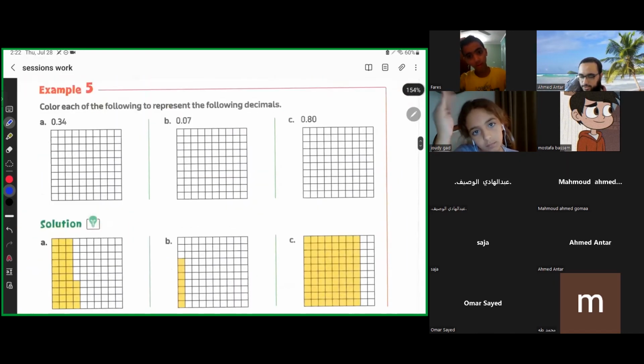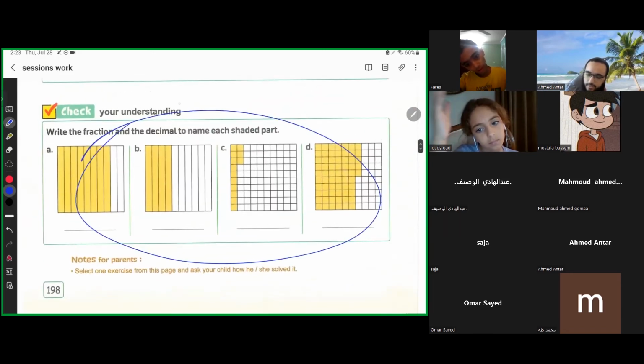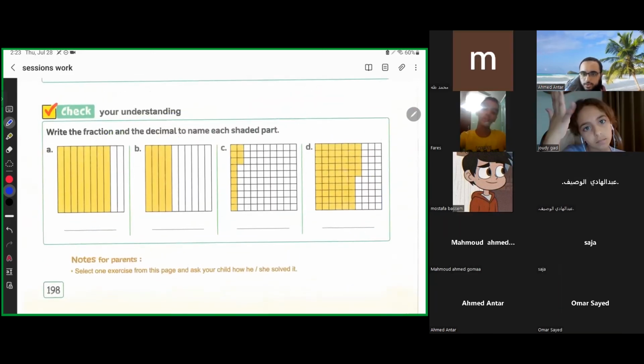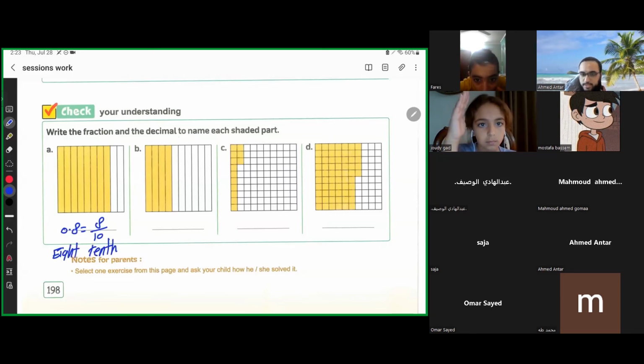Let us look for another question like that. So complete, Mustafa, answer this one. Write the fraction and the decimal to the name of each shaded part. So be focused. This shaded part is divided into 10 parts only, not 100. So it's what? 0.8. Very excellent. 0.8 or 8 over 10, 8 tenths. Yes, very excellent.